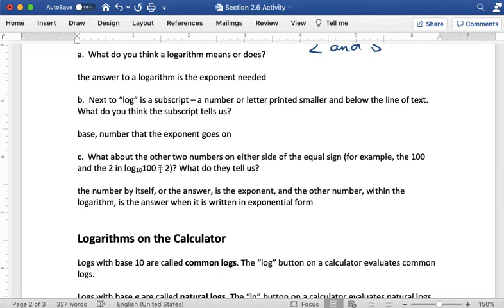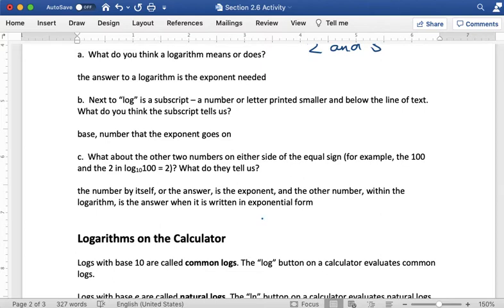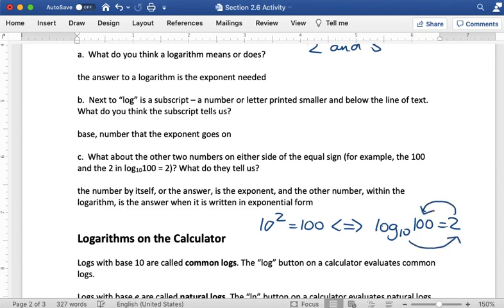So the idea here is that we want to be able to rewrite logarithms as exponents. So when I have something like 10 to the second equals 100, I can write log base 10 of 100 equals 2. Same three numbers, just rearranged. We have the base, we have the exponent over here, and then we go back to find the answer. Hopefully that helps you understand a little bit about what logarithms are.